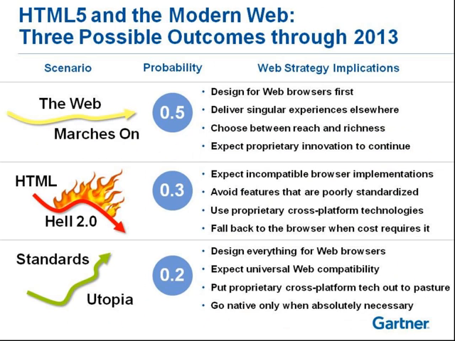So another very common question around HTML5 is, what are the possible outcomes? HTML5 is a great rallying point for mobile application development and web development, but where's it going? So on this chart, we plotted out three possible outcomes through the end of 2013. The first possible scenario is the web just keeps marching on. And if you believe that, we have a probability of 0.5 on that.